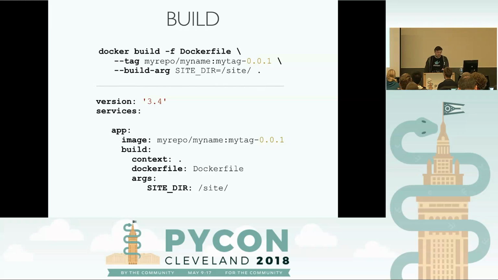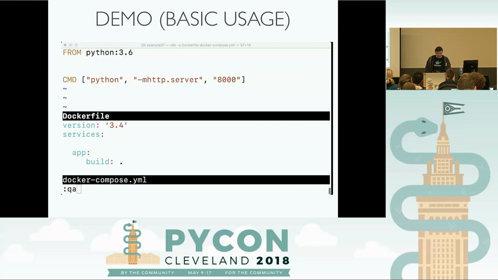In this example, we have a build keyword, which takes a build context. Optionally, you can specify a Dockerfile. It will find the default one if you don't. You can pass in some optional build arguments, and you can tag the image with the image keyword in this example. So let's go through a very simple use case.